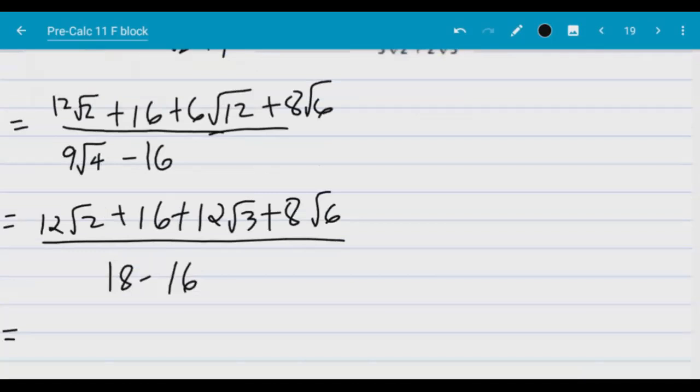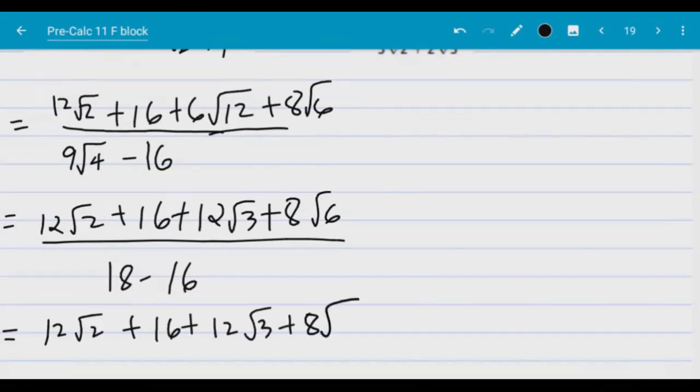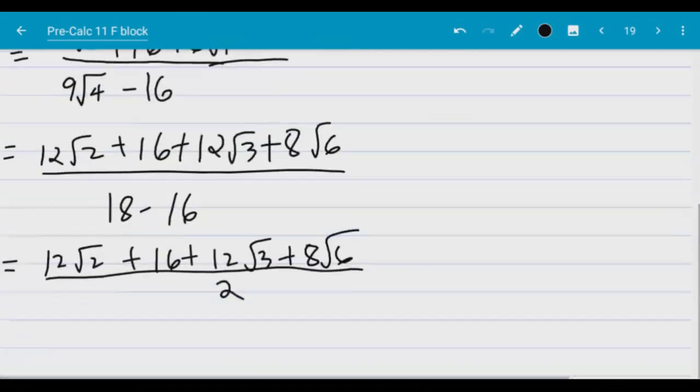Equals 12 root of 2 plus 16 plus 12 root of 3 plus 8 root of 6 over 2. Now, guys, please do not cancel these two with this one.